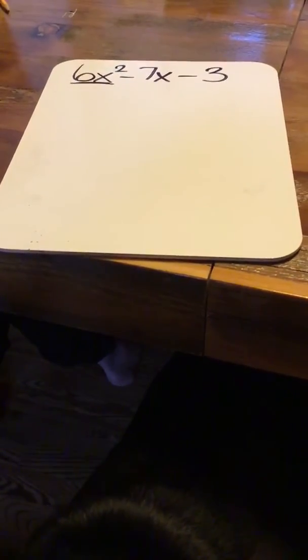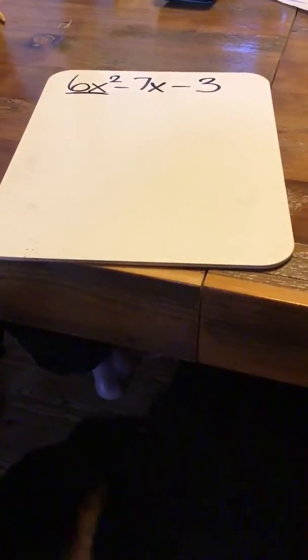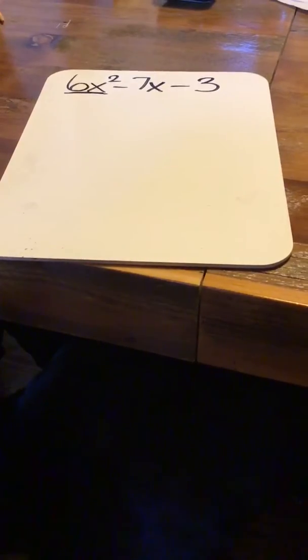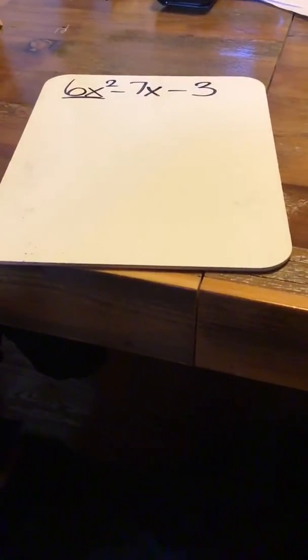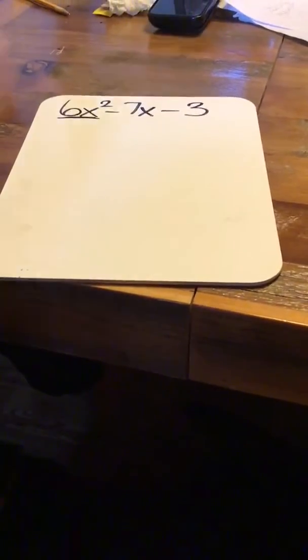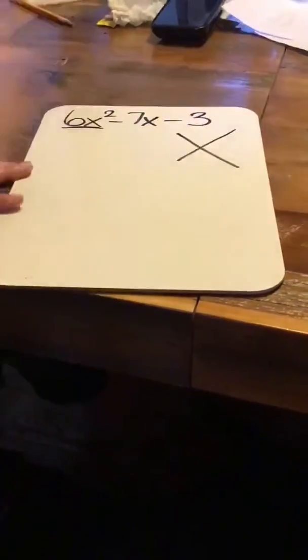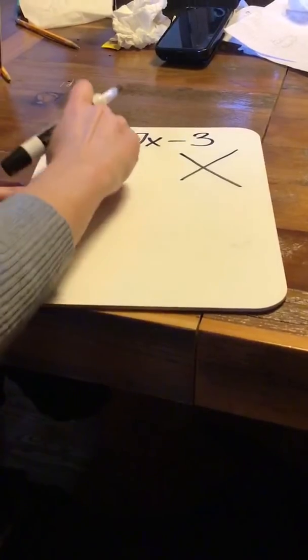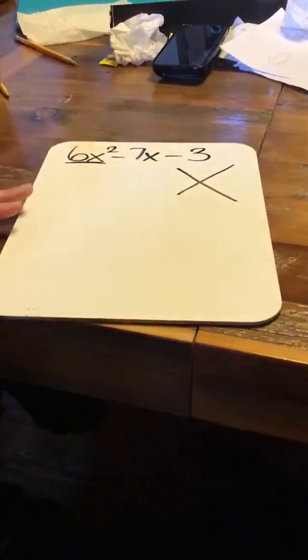So first let's check that. Is there a greatest common factor here? 6, 7, and 3. Is there a number that goes into all three of those? The answer to that is no. Okay? Then look at your x's. We have x's on all of them except the last term, so we can't take an x out either. So we're going to move on to factor pattern, okay, which we can do here because we have that pattern of a squared, then an x, then a constant.